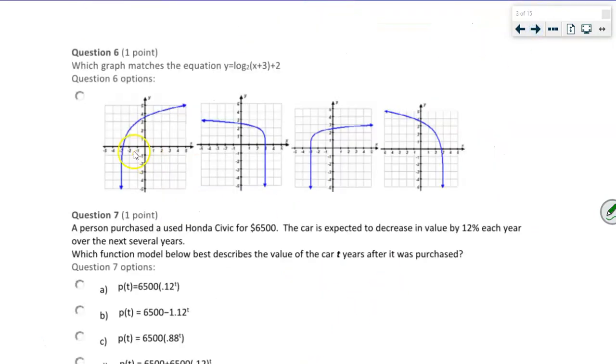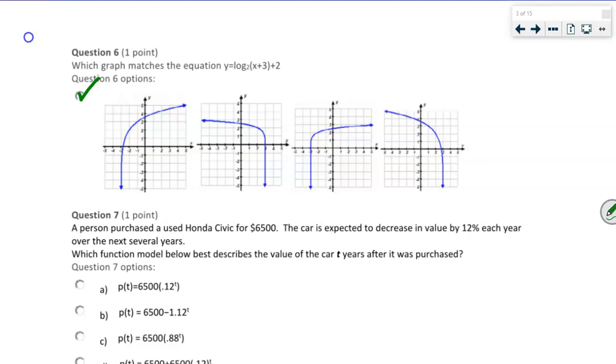All right, let's go to the next page. This one says, which graph matches the equation y equals log base 2 of x plus 3 plus 2? So here again, I'm going to do this in Desmos and look at the graph and determine which one looks like that equation. When I did that, I found that this one was the graph.